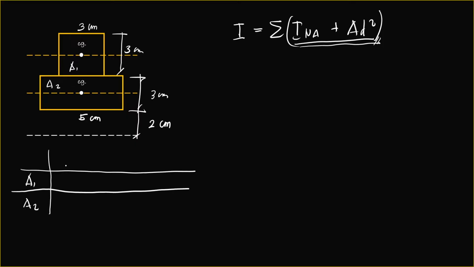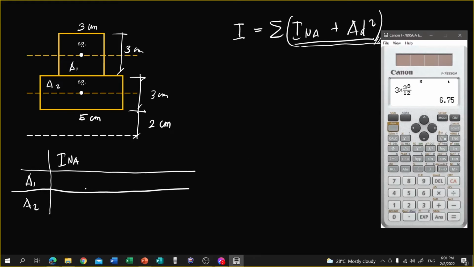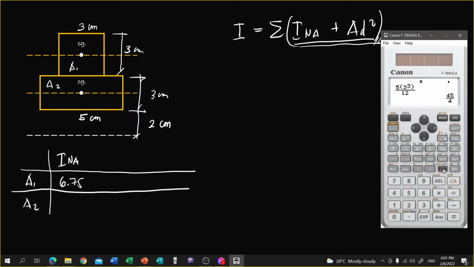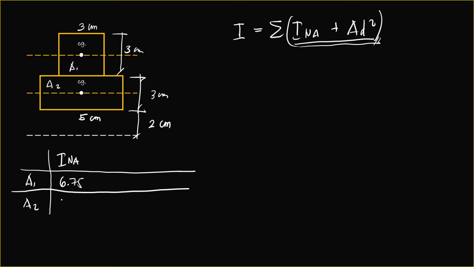Okay, the first column is I_NA. For A1, I_NA is 3 times 3 raised to 3 over 12, 6.75. This is 6.75. For A2, what is the answer? 11.25, right? So we have I_NA. Then the area, you have here 9, then 15.